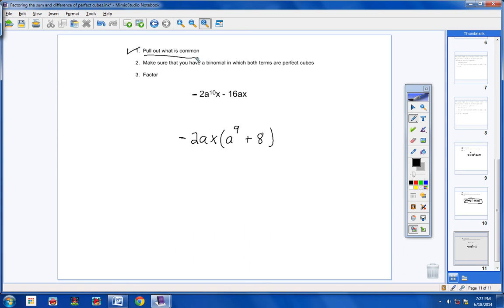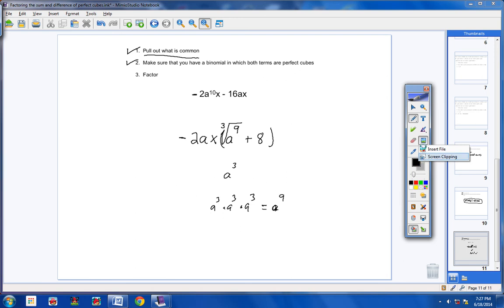Step 1 is done. We've pulled out what's common. Step 2 says make sure you have a binomial, which I definitely have, in which both terms are perfect cubes. Well, let's see. Do I know the cubed root of a to the 9th? Well, I say yes. I say it's a to the 3rd, because a to the 3rd times a to the 3rd times a to the 3rd equals a to the 9th. A cubed times a cubed is a to the 6th times a cubed is a to the 9th. Remember, when you're multiplying like bases, you add the exponents, okay?